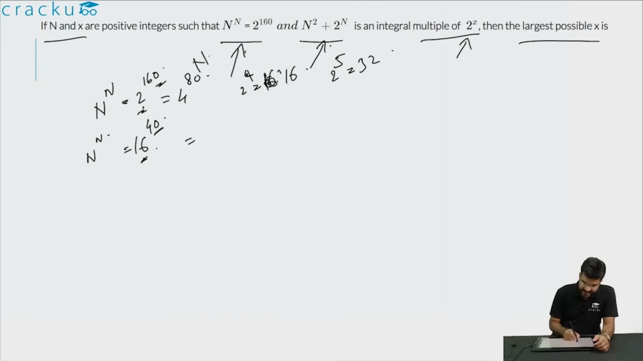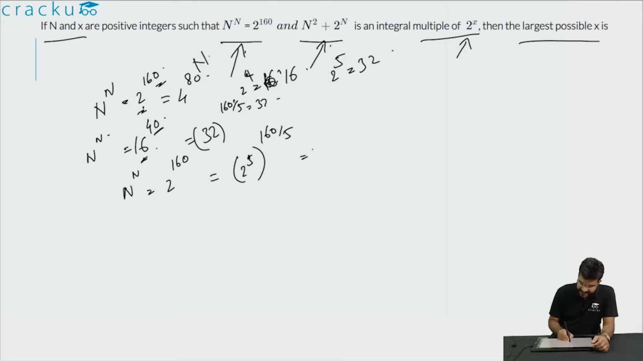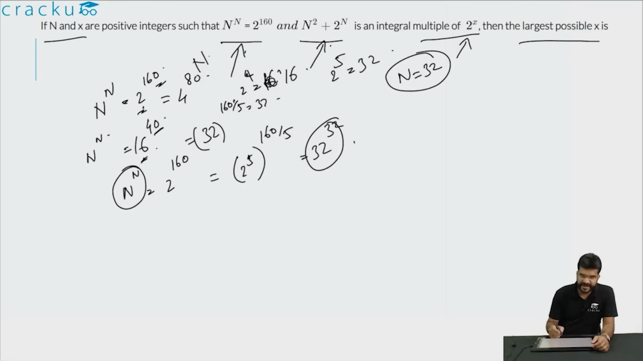So n to the power n is equal to 32 to the power 160 by 5, which is also 32. So n to the power n is equal to 2 to the power 160, which can be represented as 2 to the power 5 and 2 to the power 160 by 5. This is equal to 32 to the power 32. Here you can understand that n has to equal 32. So by trial and error we can figure out that the value of n is 32.